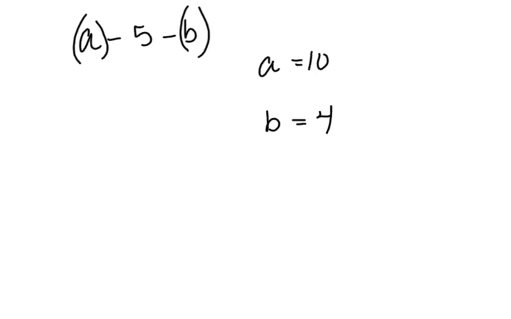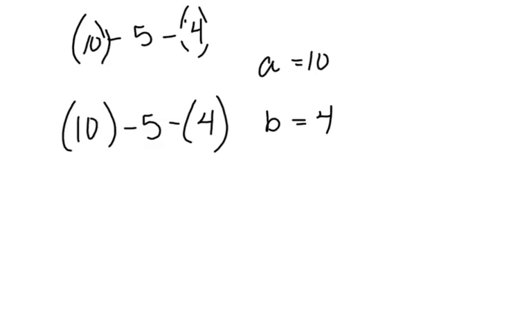Now I'm going to take my eraser and erase the a, and erase the b, and put the value of a in where a was. So the value of a was 10, and the value of b was 4. So what I have is parentheses 10 minus 5 minus parentheses 4. If my smart board would be smart, we'd be doing this in color, but it's giving me issues today. Now we're going to type all of this into the calculator, right? And we get 10 minus 5, subtract 4, and that should give me 1.